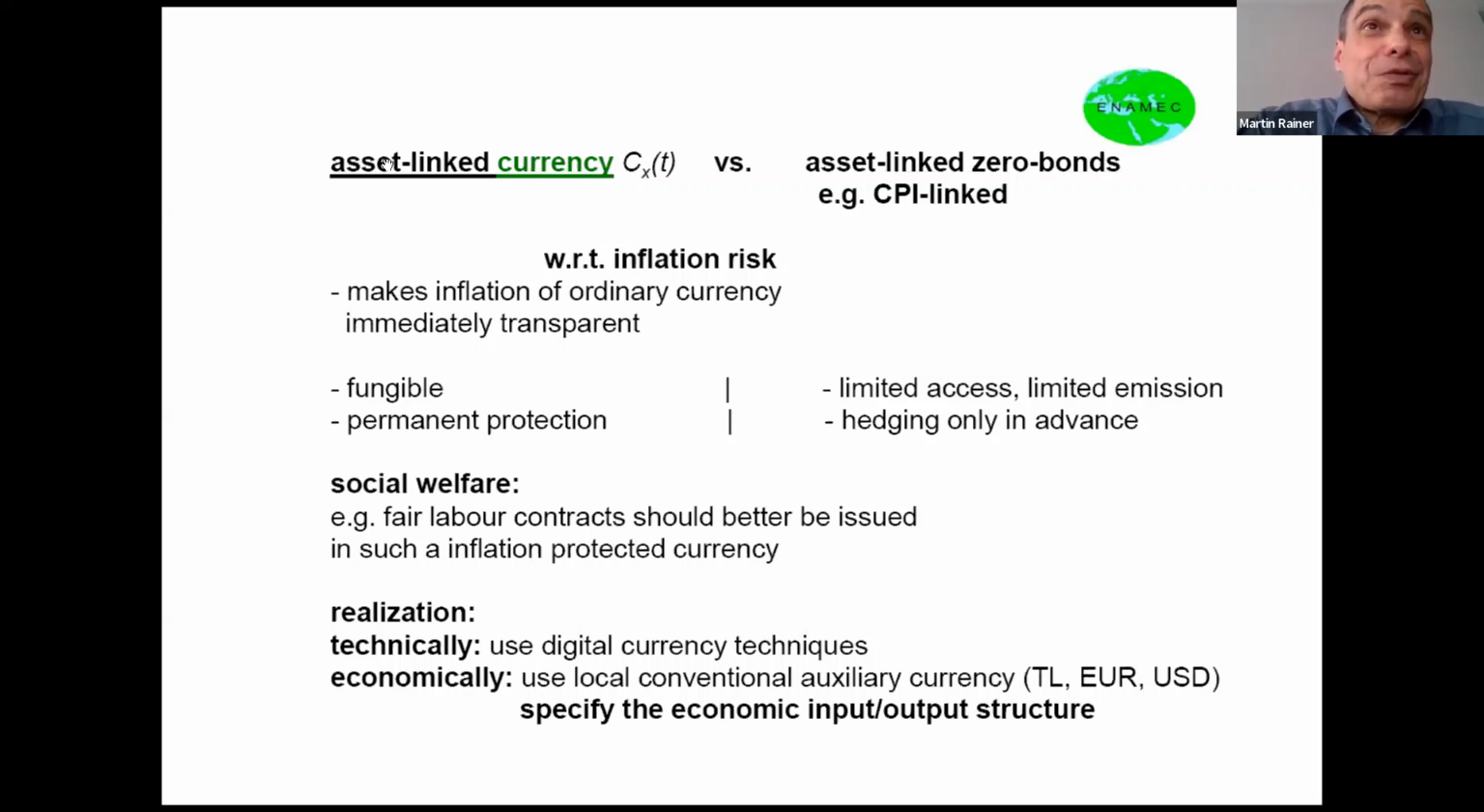So this is one difference, because assume I have such an asset-linked currency, it will be available every time. And if I have issued my contract in such a currency, I will be safe against the inflation risk. And also the risk will always immediately be transparent by the fact that conventional currency like lira or euros will of course depreciate in such a situation. This is a difference: this currency is fungible, and it gives permanent protection rather than hedging only in advance.